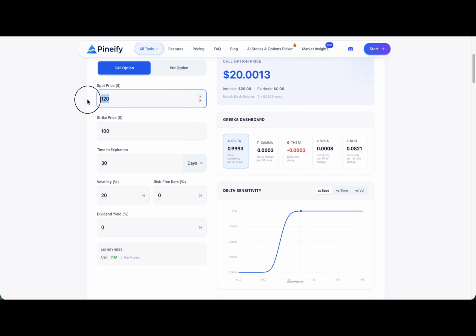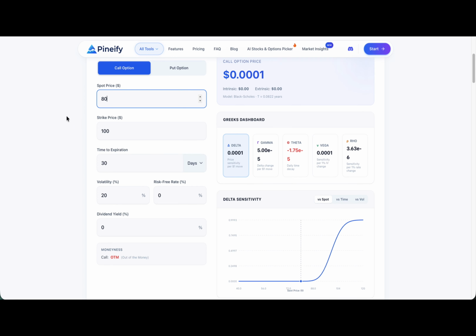Now let's go back to 80 out of the money, but this time we are going to crank the volatility up to 50%. All right, and you will see what's going to happen to the curve. The curve will become flatter, the delta will increase because being 20% out of the money with 50% volatility, the option will be far from dead.